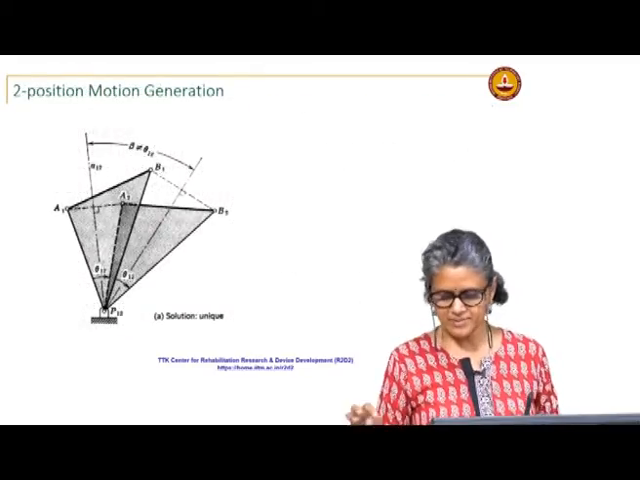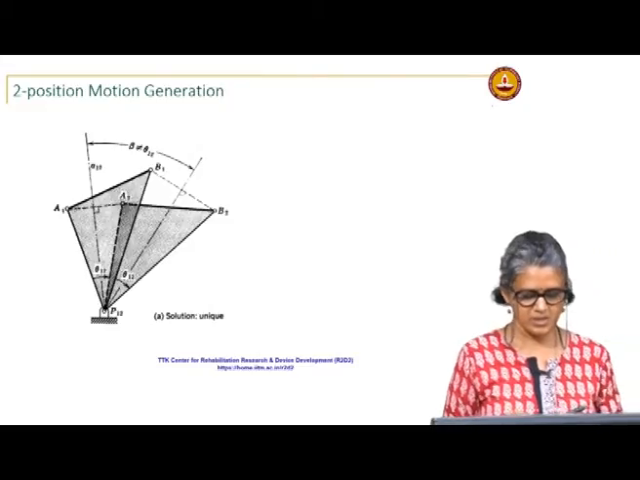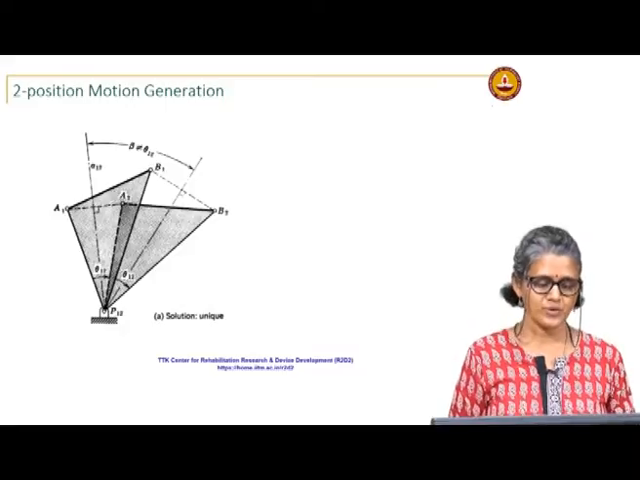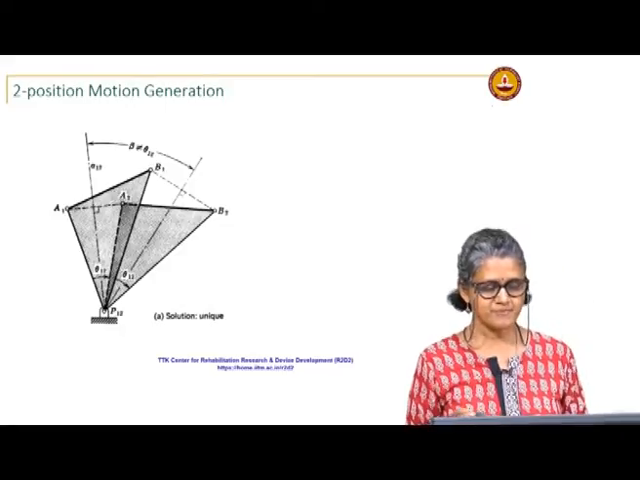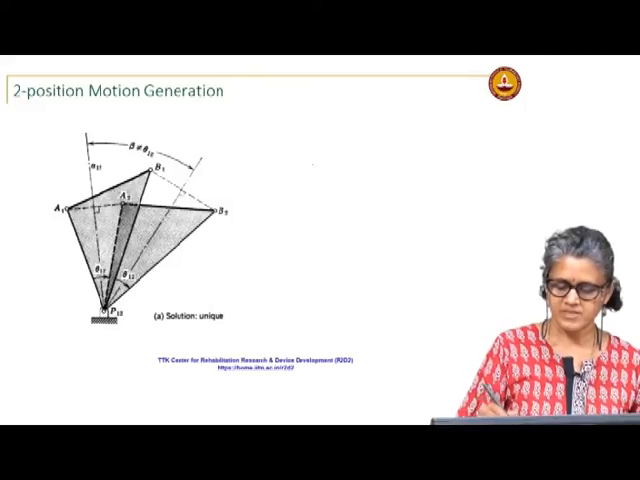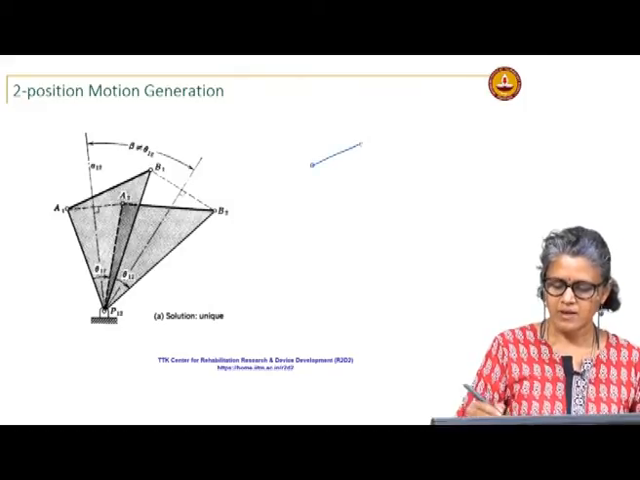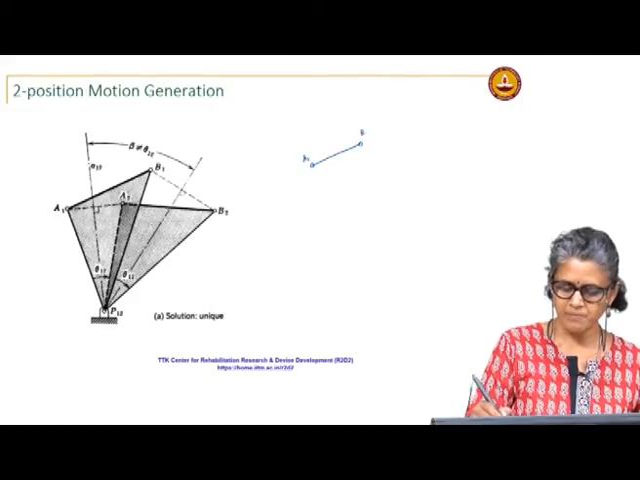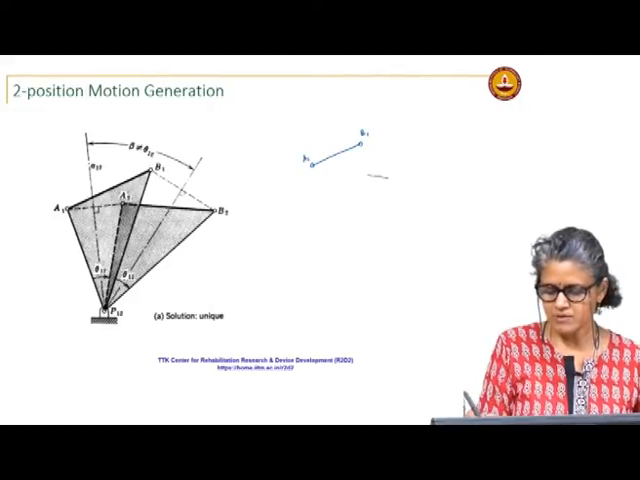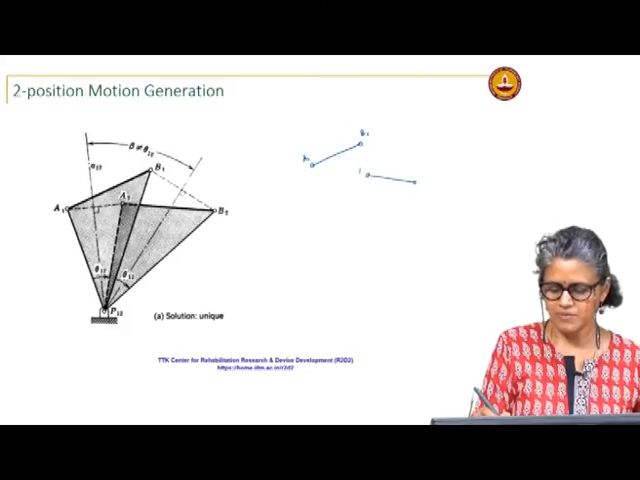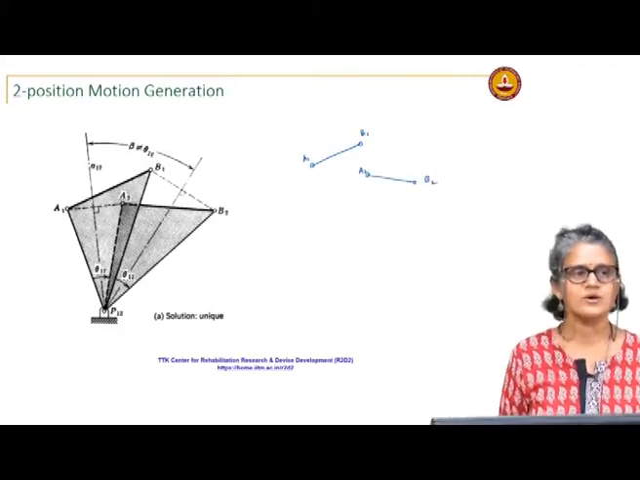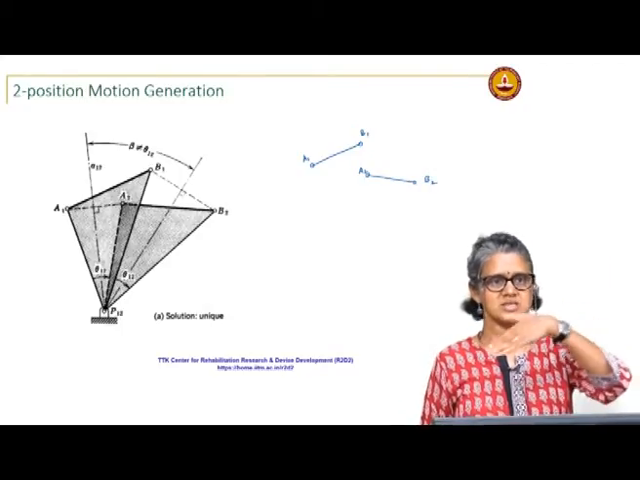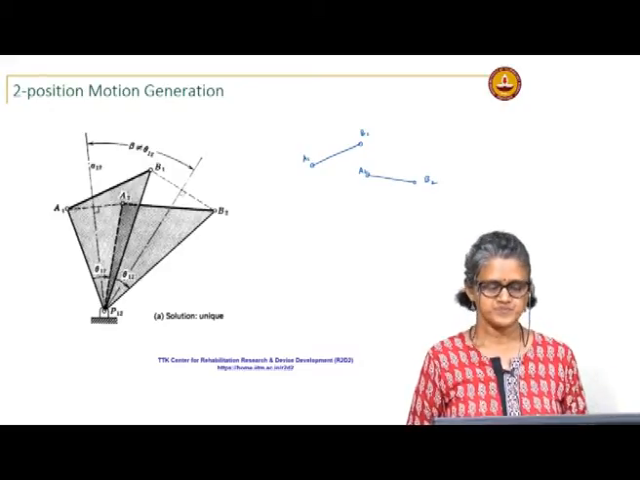So, let us look at, we will start off with 2 position motion generation. I have a rigid body, a link which I want to move from A1 B1 to A2 B2. That is my design objective. I want to attain this position first and then move it to this position.